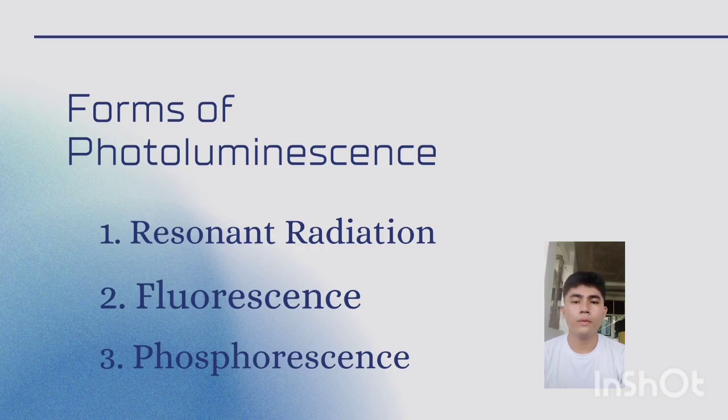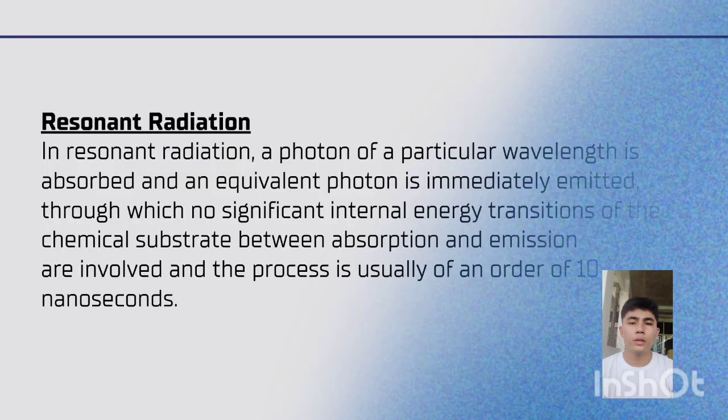First, we have the forms of photoluminescence. First is resonant radiation, second is fluorescence, and the third one is phosphorescence. The first one is resonant radiation. It is a process where a material absorbs a photon of a specific wavelength and almost immediately emits a photon of the same energy or wavelength.